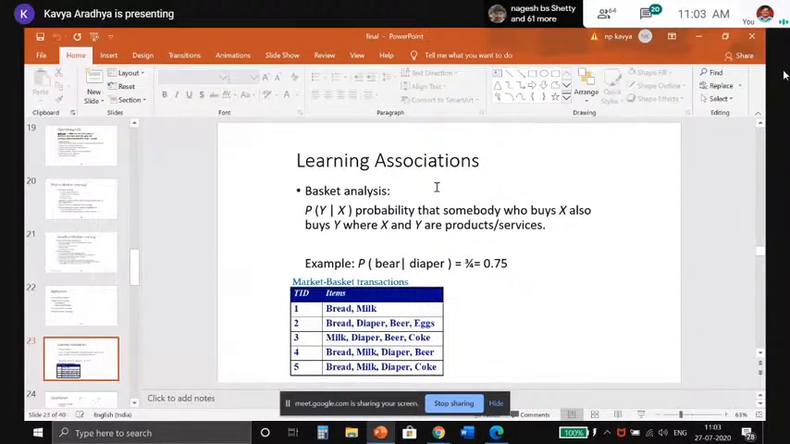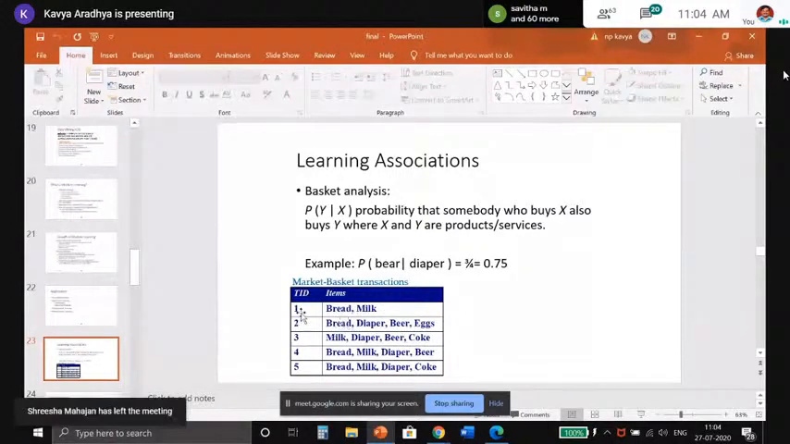Let us take an example of market basket transaction. In market basket analysis, we have something called a probability. We say P(Y|X) is a probability. I'll directly get into this example. All of you can see this transaction table. Those who have studied data mining would have seen this example. TID means transaction 1, transaction 2, 3, 4, and 5. All these are transaction numbers.